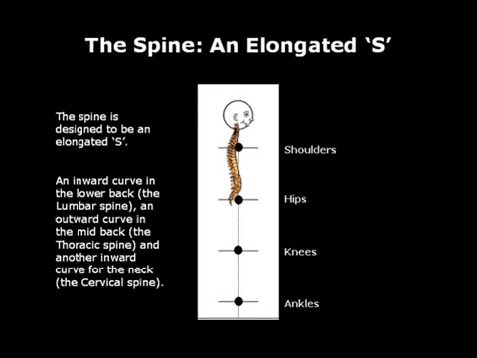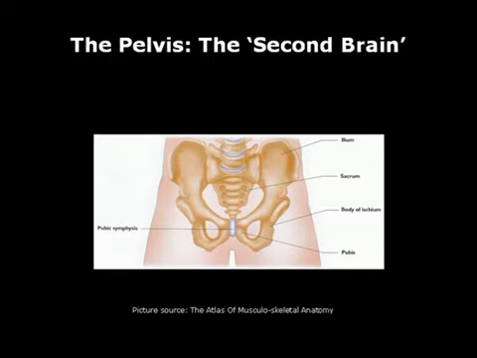Now if we take a look at the spine, we can see that in its natural state, the spine is an elongated S shape. So it has an inward curve in the lower back, an outward curve in the upper back, and then another inward curve in the neck. And the spine sits on top of the pelvis.